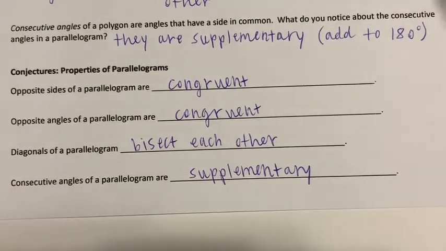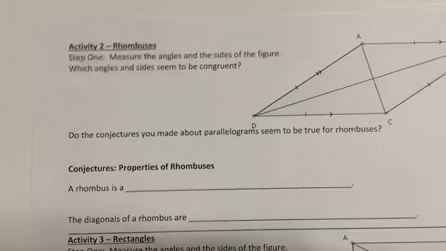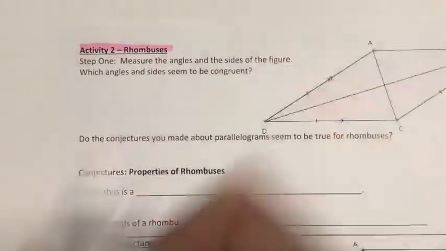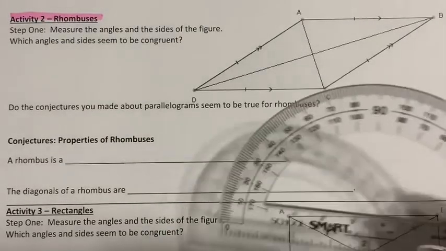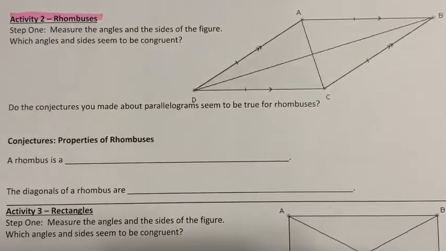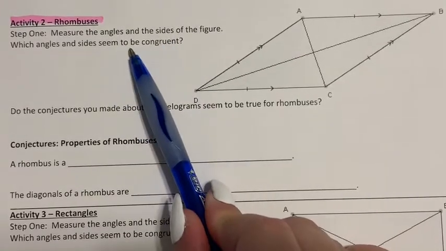So now if we flip to the back side, we have 3 more activities. So activity 2, we are now looking at rhombuses. And you're going to need to do the same thing. You're going to need to get your protractor. And in step 1, you're going to need to measure the angles and sides in order to answer this question.